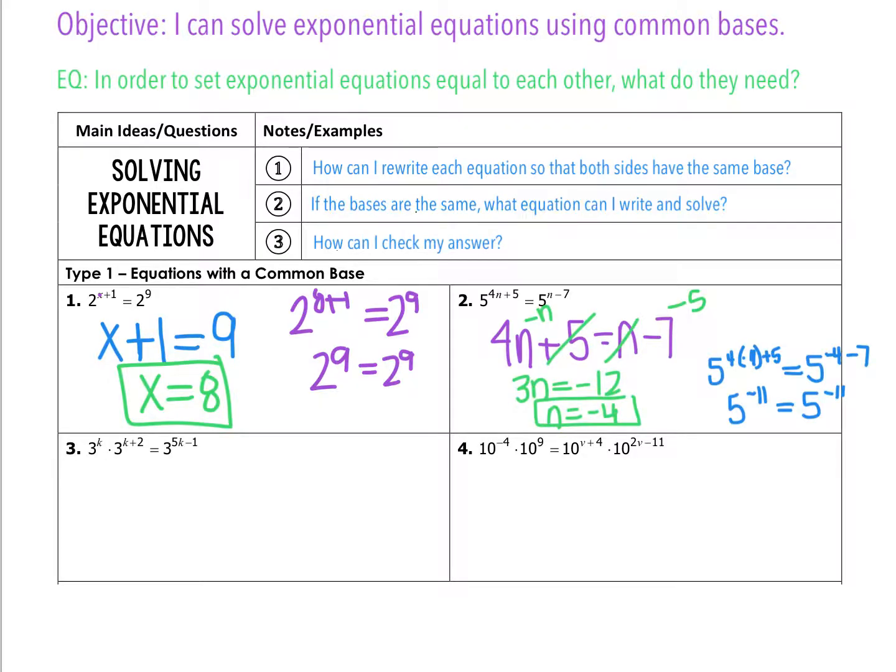All right, so hopefully when you solved it, you got n is negative 4, and when you plug that negative 4 back in, you ended up with 5 to the negative 11th is equal to 5 to the negative 11th.